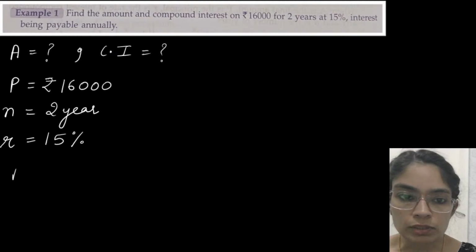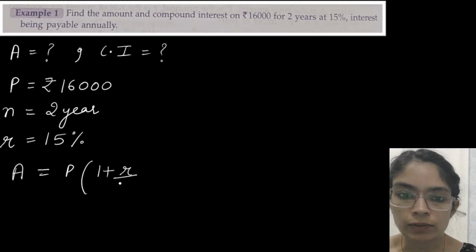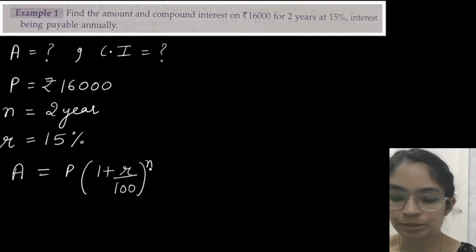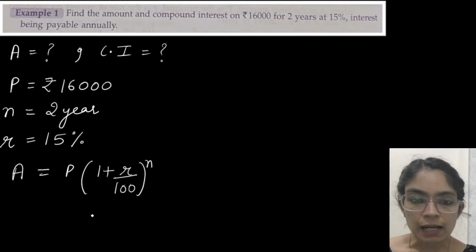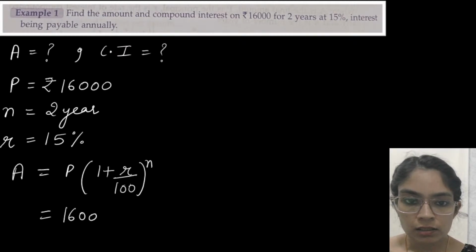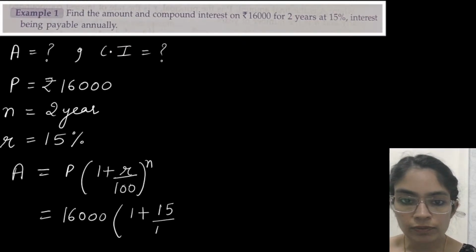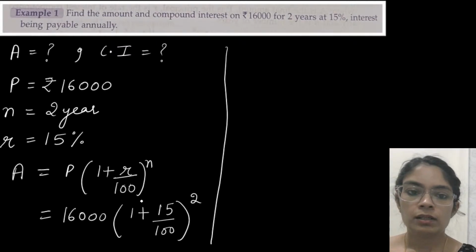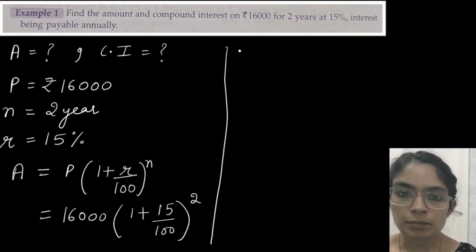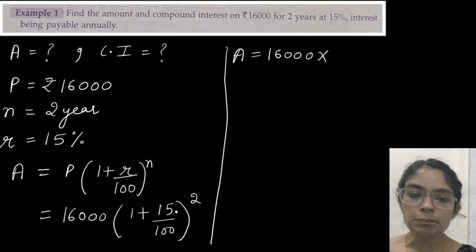So directly by using the formula, A is equal to P into (1 plus R by 100). So you have to write the formula: A is equal to P into (1 plus R by 100) power n. Now we can just substitute. P's value is 16,000. So 16,000 into (1 plus 15 by 100) whole power 2. Now we can just expand it. A is equal to 16,000 as it is into, now, 1 plus 15 by 100.